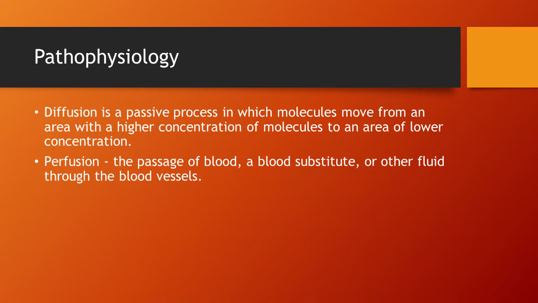The majority of oxygen is carried to the tissues attached to hemoglobin. Carbon dioxide can be transported in the blood from tissues back to the lungs in one of three ways. It's either dissolved in the plasma, combined with water in the form of bicarbonate, or attached to hemoglobin.